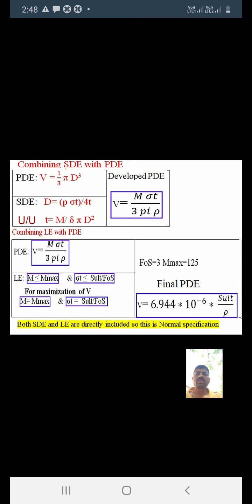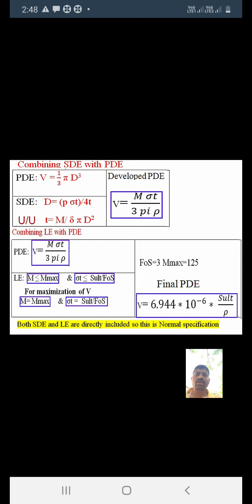The PD is given, V is equal to 1 by 3 pi d cube, and the secondary design equation (SDE) is given, sigma T is equal to P into D divided by 4T. Then what is the UU equation, the unspecified and unlimited parameters?